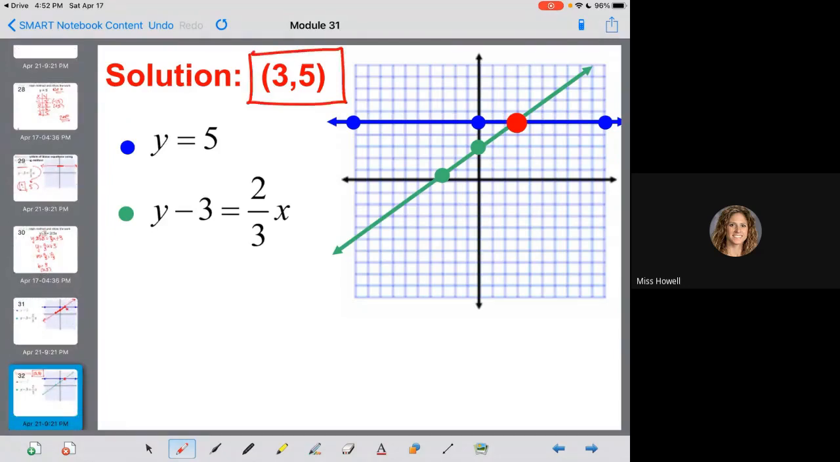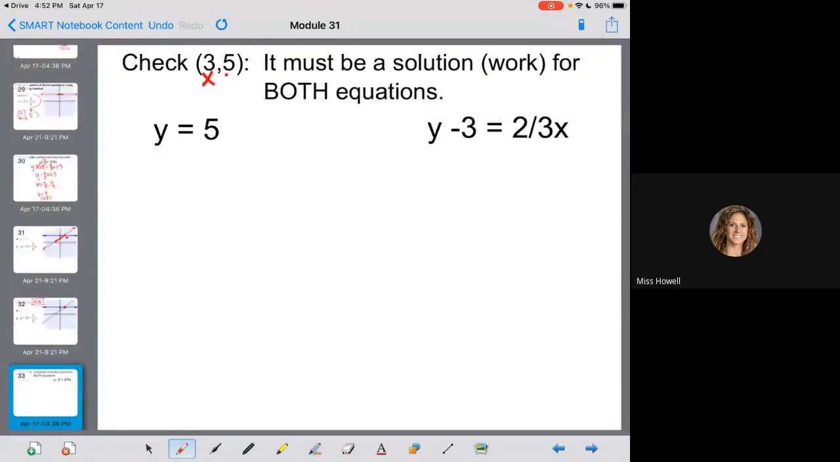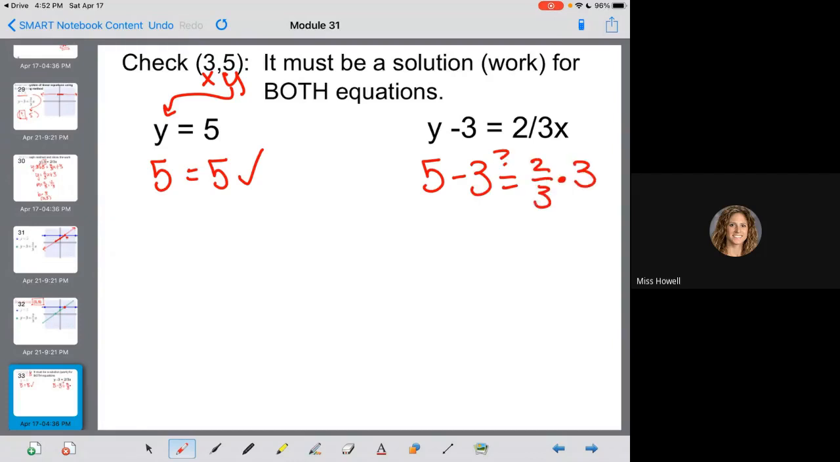Remember, it's got to work in both. So let's run our test. All right, this one only has, remember, this is x, y. This equation only has a y, so 5 equals 5. We knew that was good, right? Over here, we have to check both. So 5 minus 3. Does it equal our 2/3 times 3? All right, 5 minus 3 would give us a value of 2. 2/3 times 3. Actually, let's cross cancel, leaving us a 2 here. We're good at checks. So our solution here was 3, 5 is the point that works for both equations in the line called the solution.